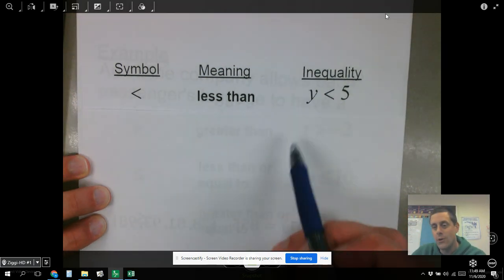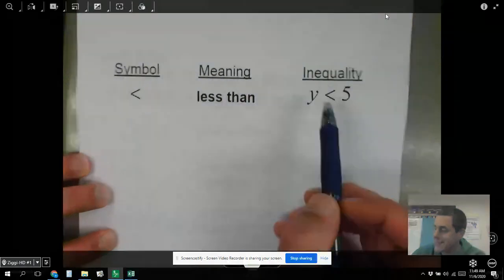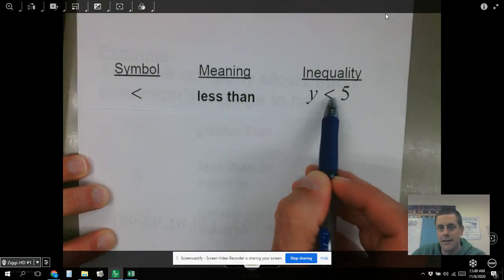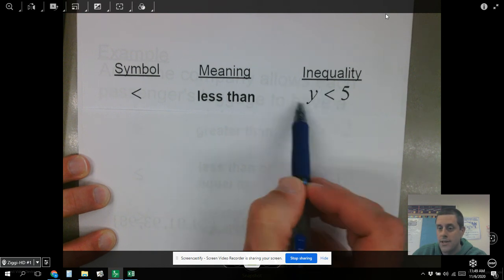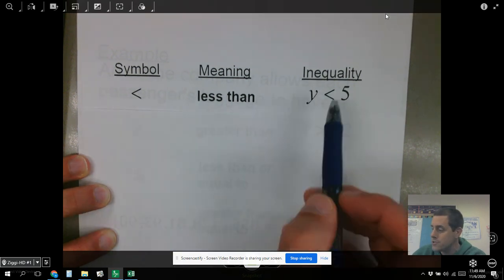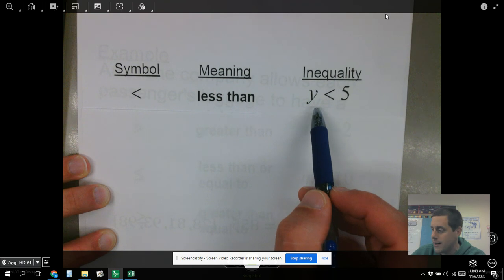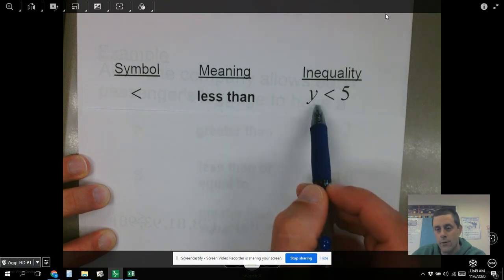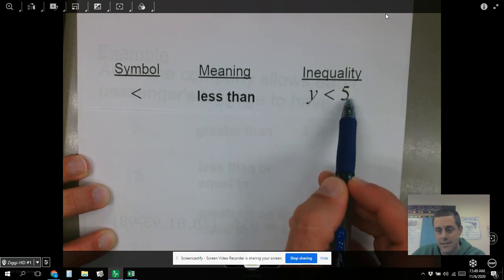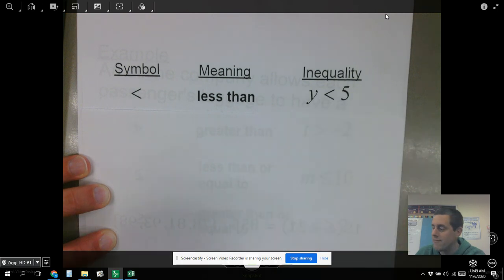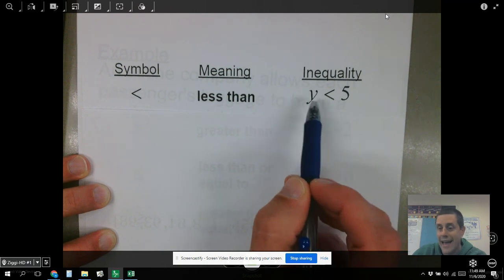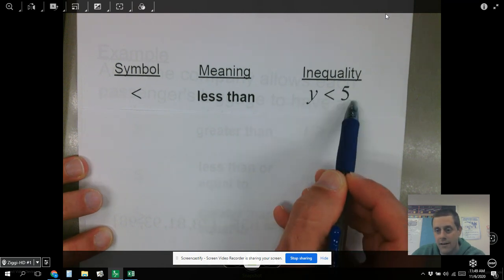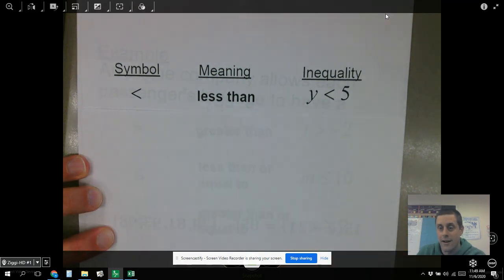So an inequality featuring a less than symbol could look like this: y is less than 5. Because y is a variable representing an unknown number, solutions to this inequality would be any number that would make this inequality true, any number that is less than 5. Can you think of any numbers that I could substitute into y that would make this true? Any numbers that are less than 5.